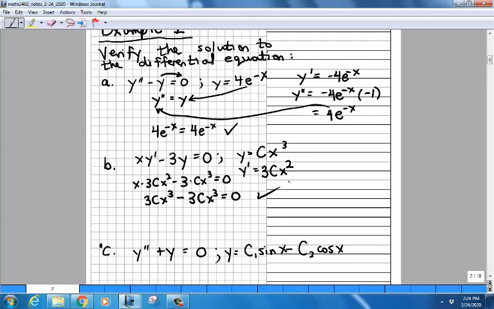Don't write this like this, because that looks like C1 minus sine of x, but this is C1 times negative sine of x. So you can't write that. Put that in front. Don't write something like C1 minus sine of x when you're multiplying, because that means something different than C1 times negative sine of x.